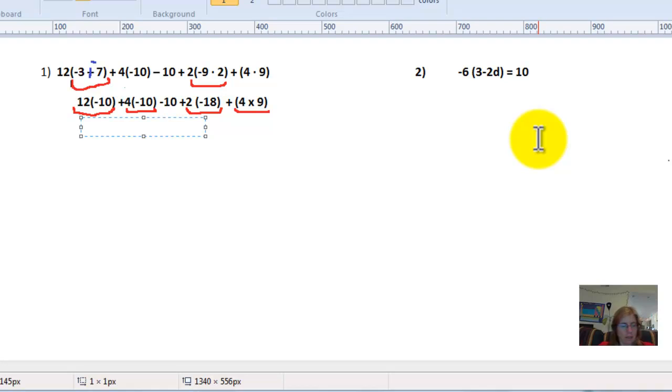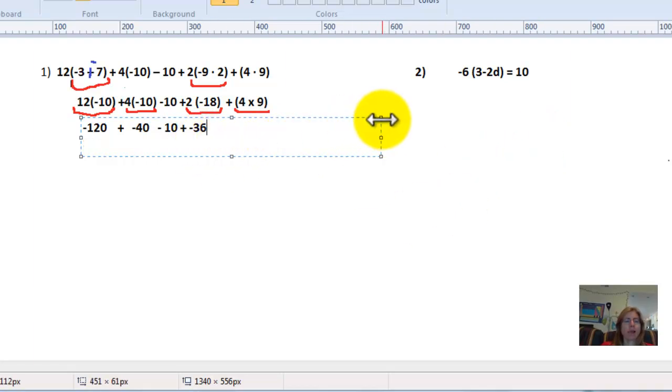12 times negative 10 is negative 120. Then 4, we still have the plus there. Let's keep the plus sign. 4 times negative 10 is negative 40. So we have a plus negative 40. Then we keep the subtraction sign, we keep the 10, and then we do 2 times negative 18, which is negative 36. So we have minus, well, you could say plus, minus 36.